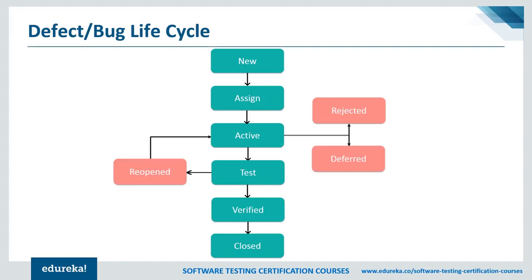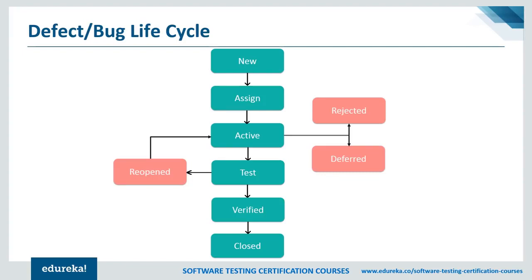Next, active or open. At this stage, the developer has started analyzing and working on the defect fix. And when the developer makes necessary code changes and verifies the changes, he or she can make the bug status as fixed and the bug is passed to the testing team. So at this stage, the tester does the testing of the changed code which the developer has given to him to check whether the defect has got fixed or not.